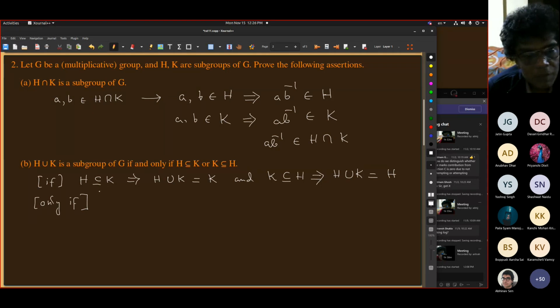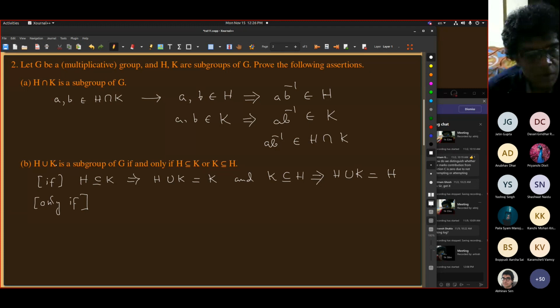I mean there is no guarantee that AB inverse will belong to H union K. What is the only thing? It is this direction, right? H union K, you start with the assumption that H union K is a subgroup. Therefore, if I take A in H and B in K, AB inverse will have to be in H union K because this is assumed to be a subgroup.